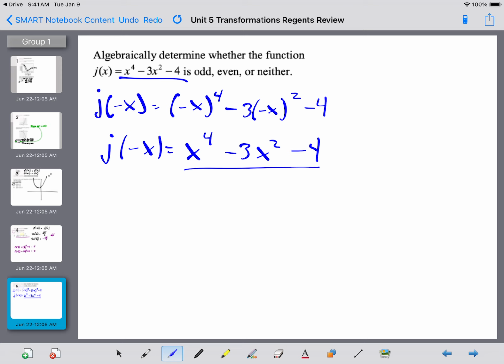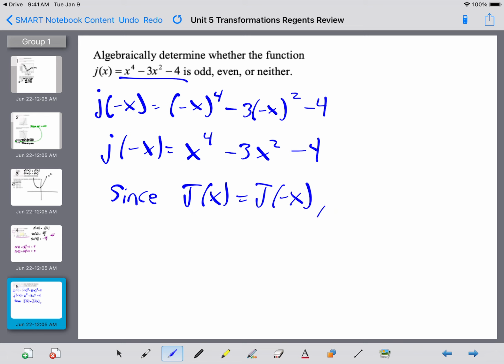So we just algebraically determined that for all -x, it's going to be the same as j of x, as for all x. So we could say, since j of x equals j of -x, the function is even, right?